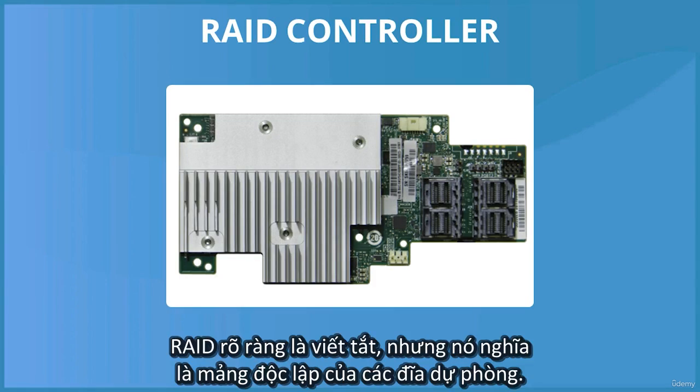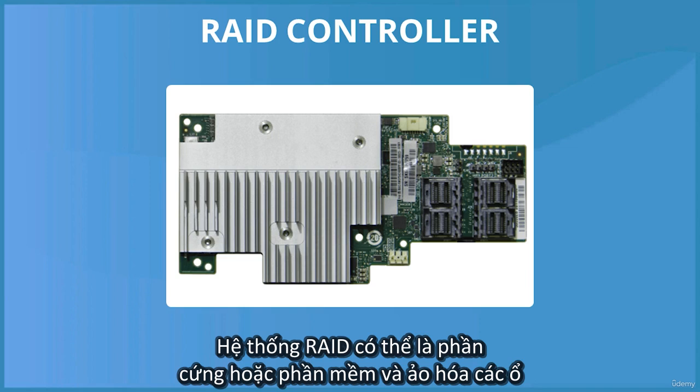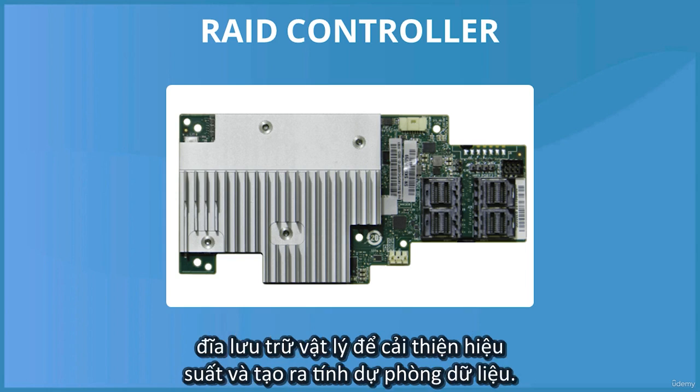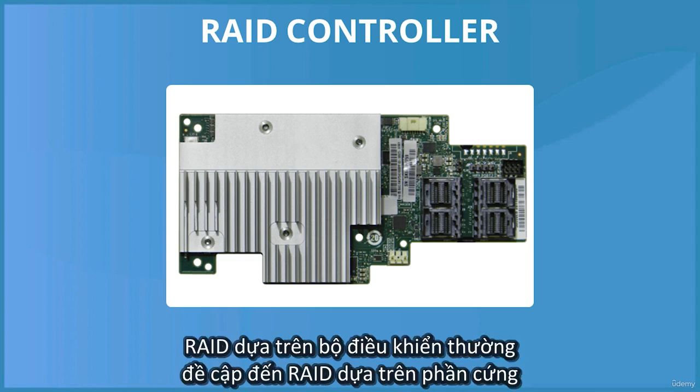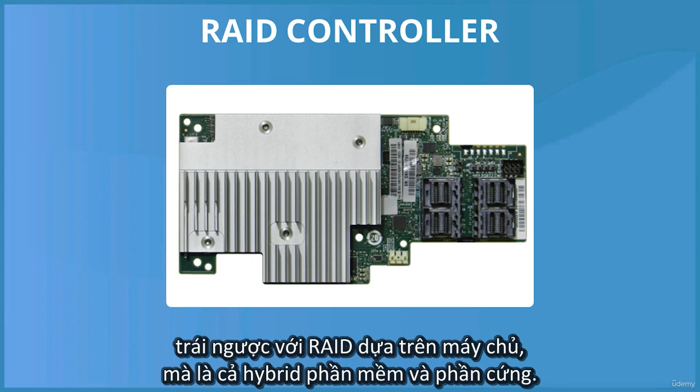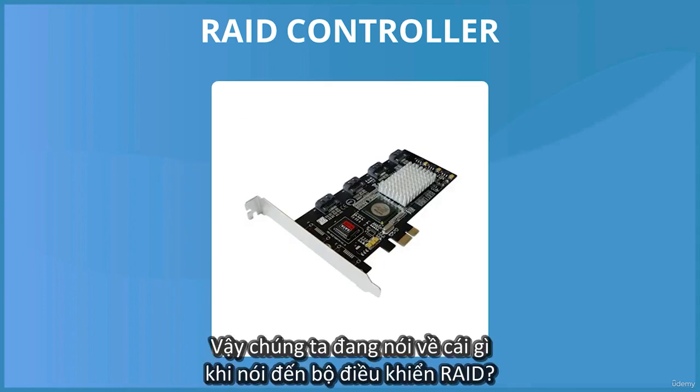So RAID is obviously an acronym, but it stands for Redundant Array of Independent Disks, right? So a RAID system could be hardware or software and virtualizes physical storage drives to improve performance and create data redundancy. All right. Controller-based RAID generally refers to hardware-based RAID as opposed to server-based RAID, which is both software-defined and software-hardware hybrids. So what are we talking about when we say RAID controller?